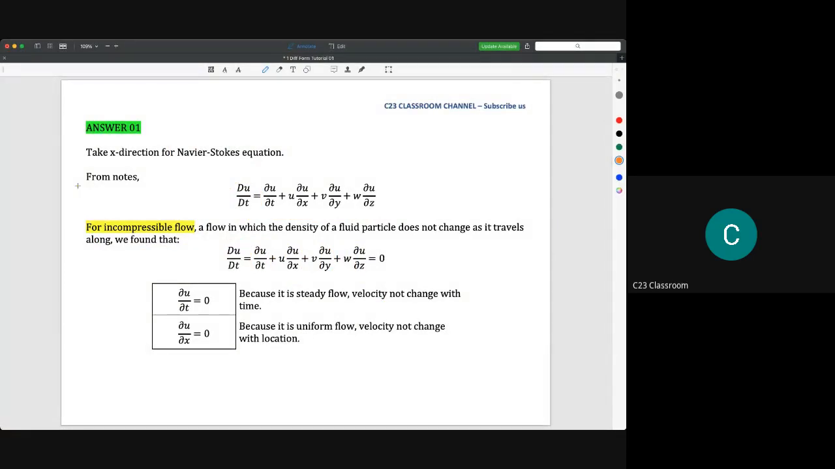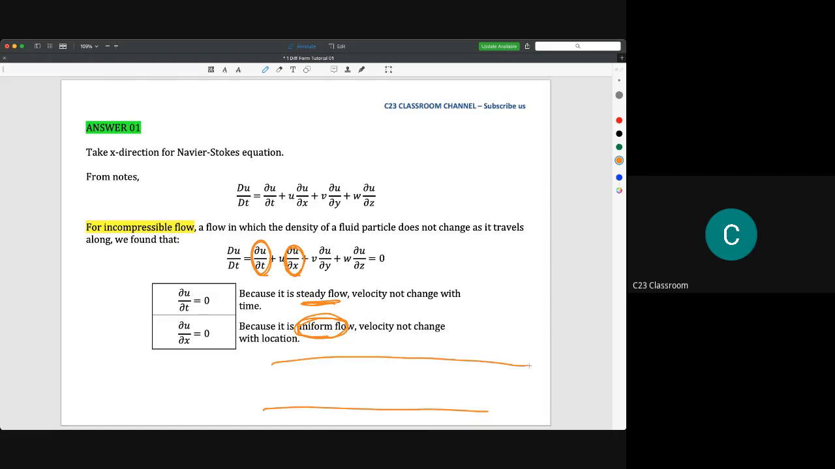Okay, so du dt di sini akan sama dengan kosong, kerana apa? Ia steady flow. Ini adalah common assumption yang selalunya orang akan buat. So, jadi kita kata tidak ada perubahan had laju in term of time. Dan dalam masa yang sama, kita kata du dx juga boleh menjadi kosong sekiranya aliran tersebut adalah uniform flow. Okay, yang ini kita kata uniform flow banyak takrifan.